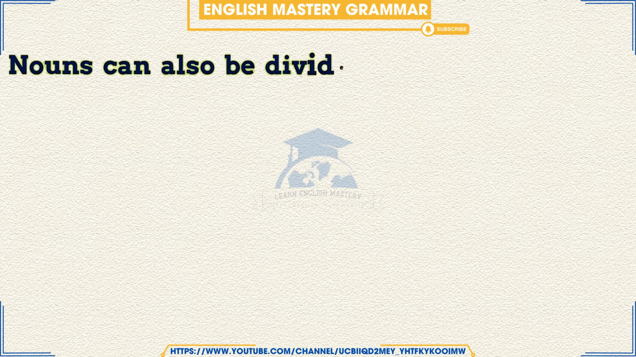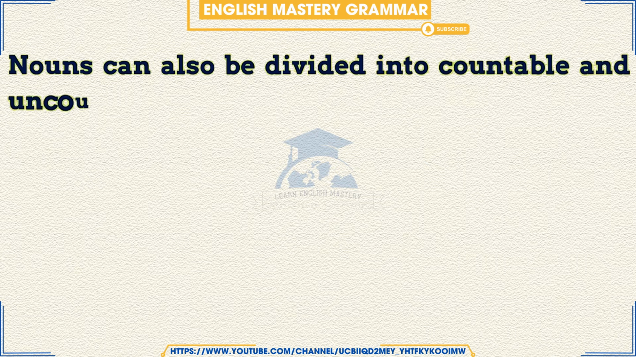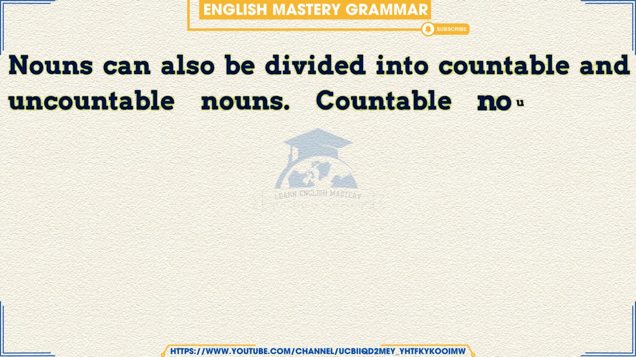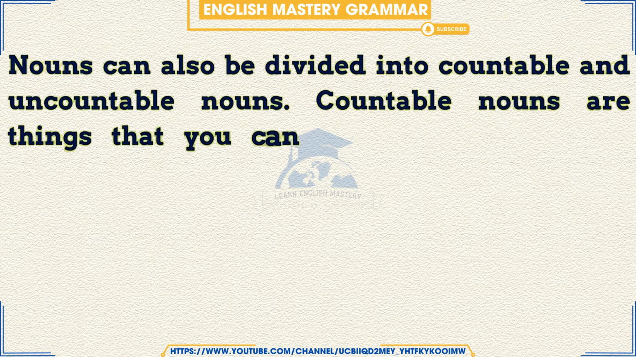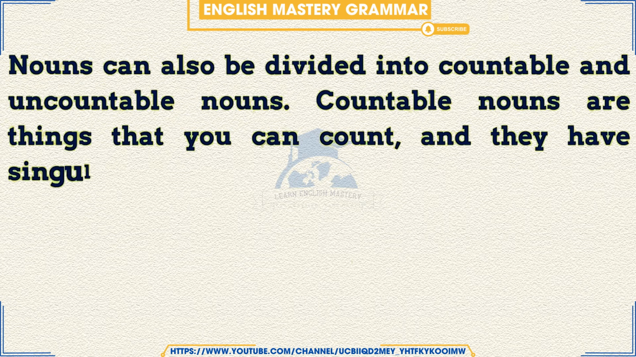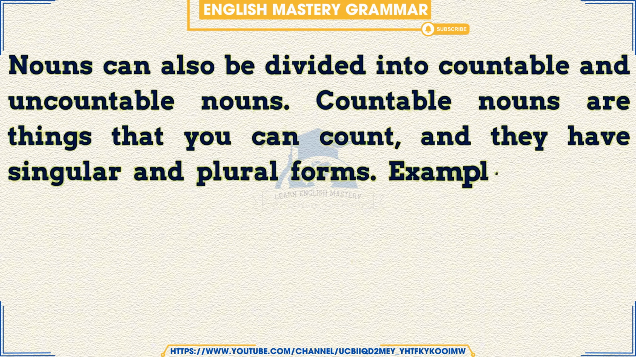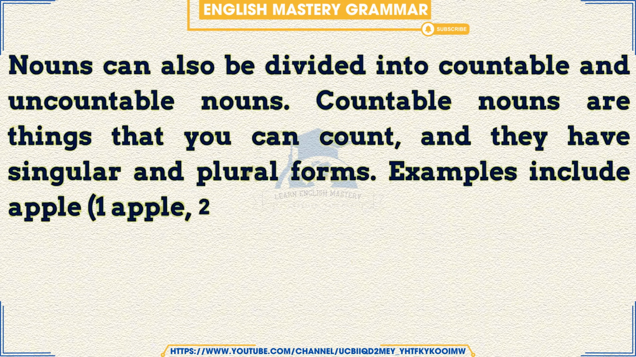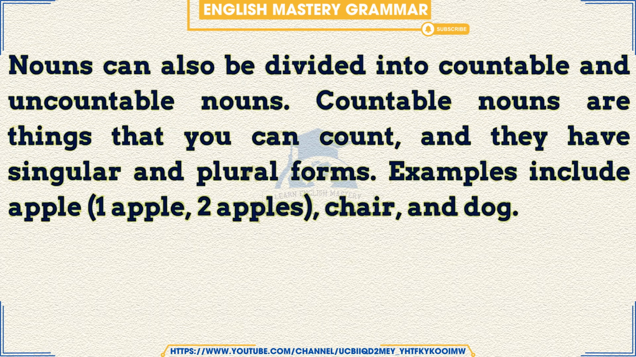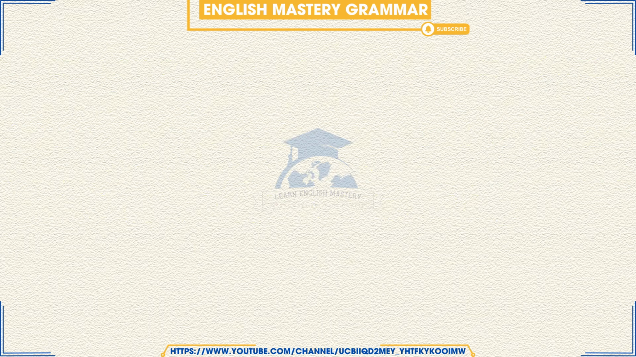Nouns can also be divided into countable and uncountable nouns. Countable nouns are things that you can count, and they have singular and plural forms. Examples include apple, 1 apple, 2 apples, chair, and dog.